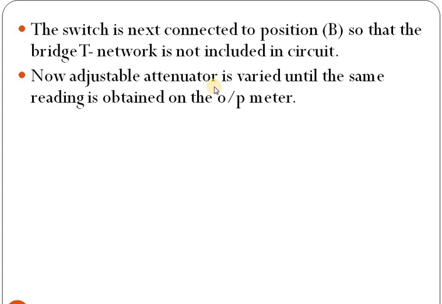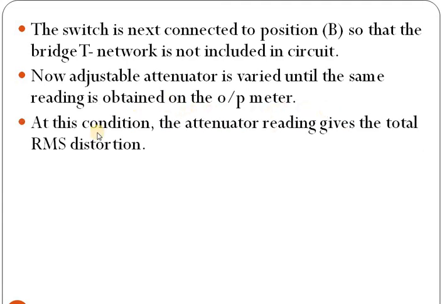Now the adjustable attenuator is varied until the same reading is obtained on the output meter. At this condition, the attenuator reading gives the total RMS distortion.